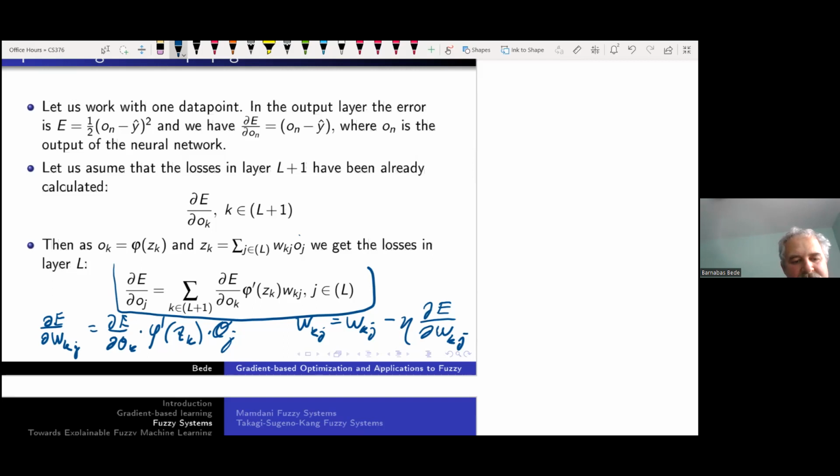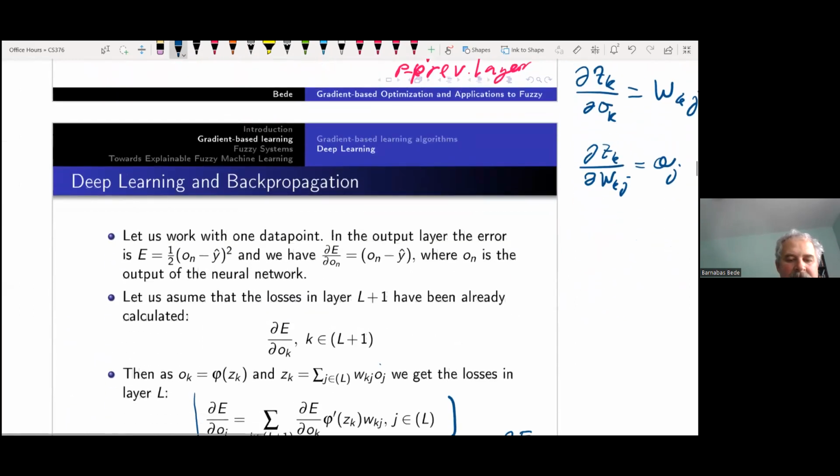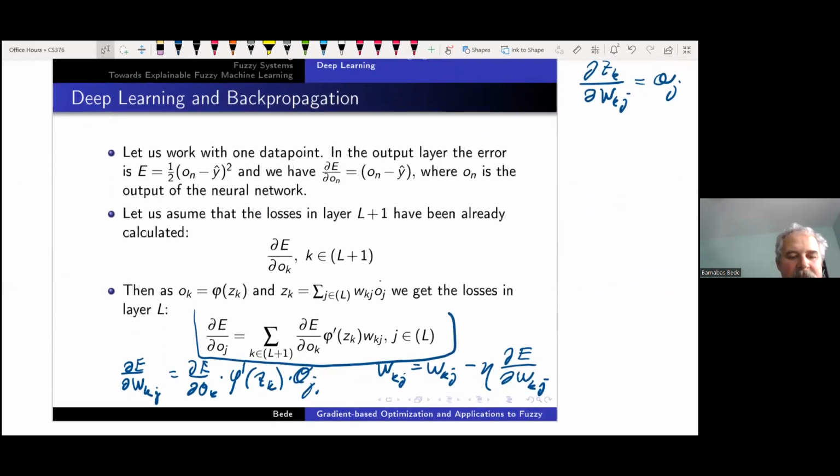Same process. E depends on OK. OK depends on ZK. ZK depends on WKJ. And this time the derivative of ZK with respect to WKJ is going to be OJ, because again, now you take the derivative with respect to this guy, then it returns the coefficient of that derivative. So that's basically how backpropagation updates.